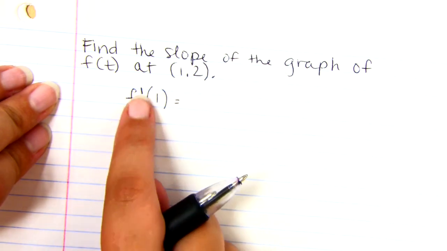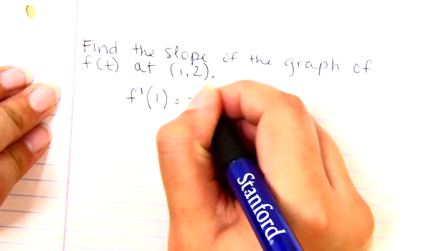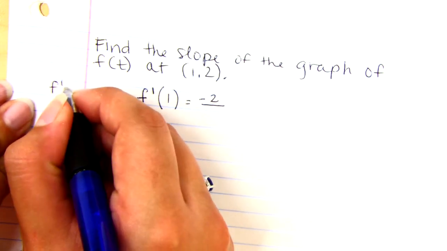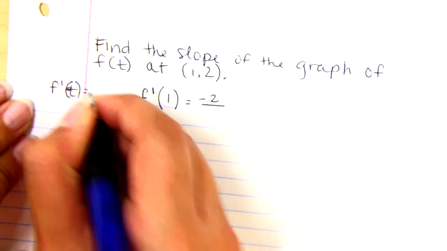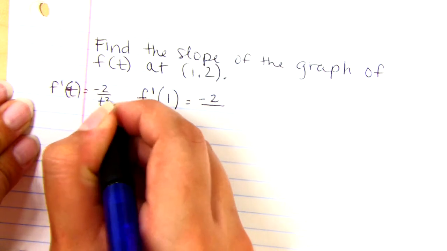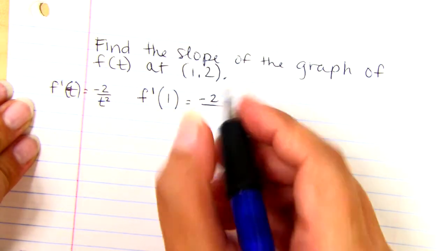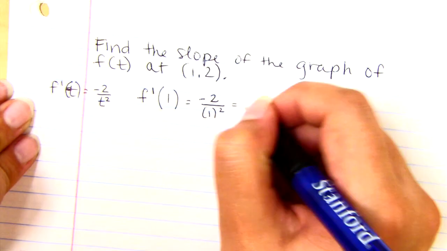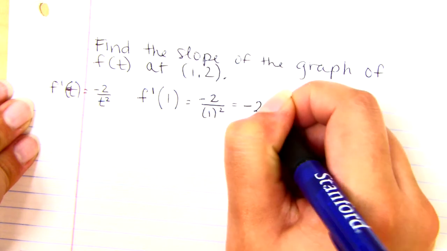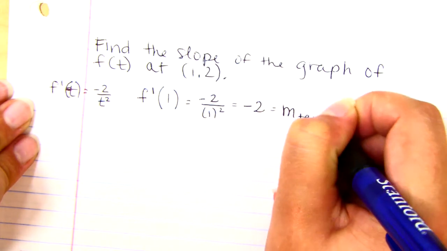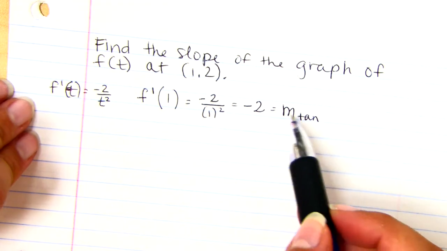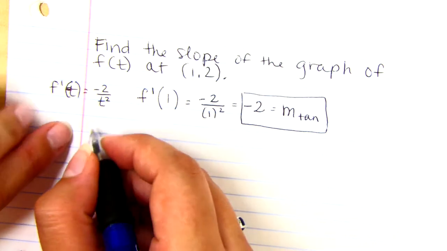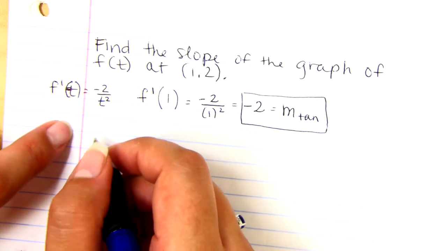So we use the derivative formula we just calculated. And so remember that formula is f prime of t is equal to negative 2 over t squared. So I'm going to take negative 2 over 1 squared. And this is going to give us negative 2. And we're going to write that like this. So read as slope of the tangent line. Okay? Slope of the tangent line.